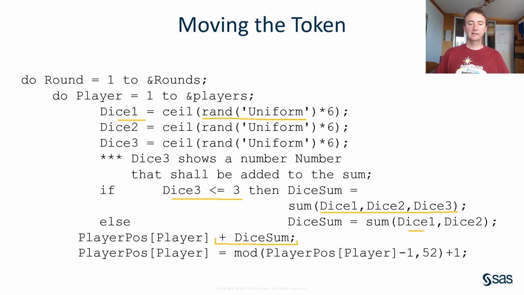rolled with the dice. And I also make sure that after my players visit the field number 52, there is no field number 53, I have to restart with 1. This is also which I did here with a very simple explanation.